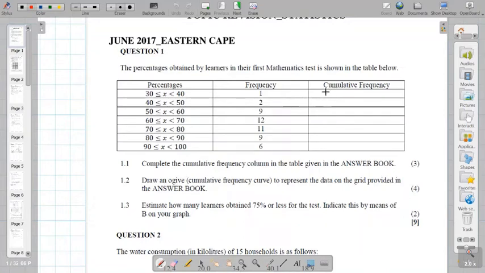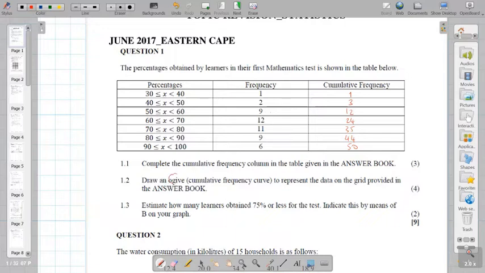For example, we write 1, and then 1 plus 2 is 3, 3 plus 9 gives us 12, 12 plus 12 is 24, plus 11 is 35, plus 9 is 44, and plus 6 is 50. So it is fine. That's correct. All the sum should be there. So that's completing the table.